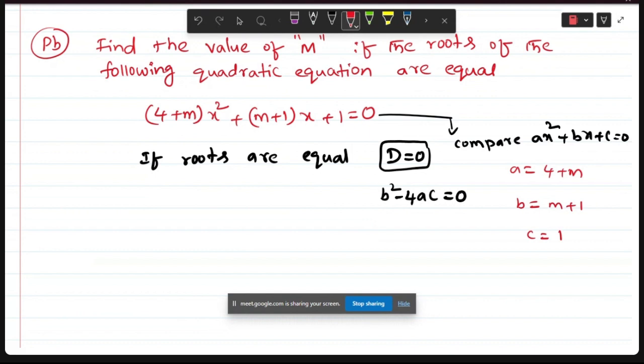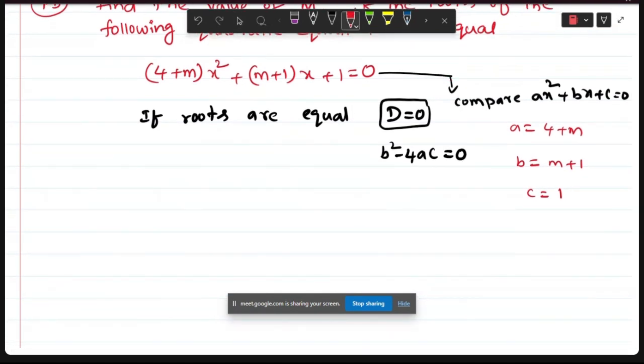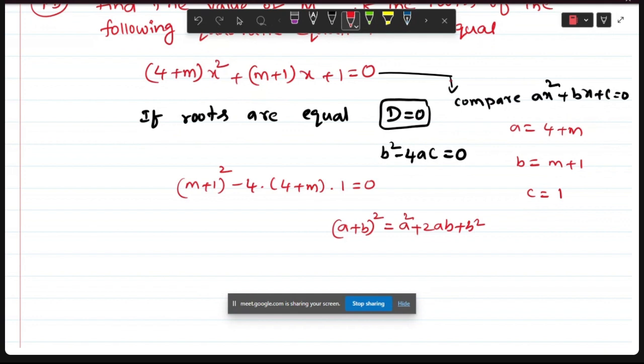What is the a value? 4 plus m. What is the b value? m plus 1. The c value is 1. So b square is (m plus 1) whole square minus 4 into the a value 4 plus m, into the c value 1, is equal to 0. So this is an (a plus b) whole square formula. What is the formula? (a plus b) whole square is equal to a square plus 2ab plus b square.